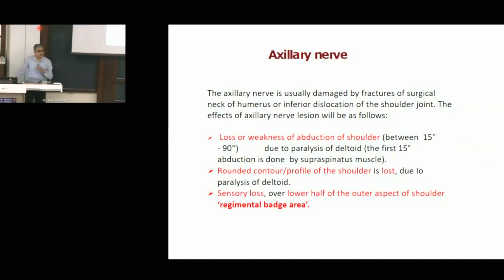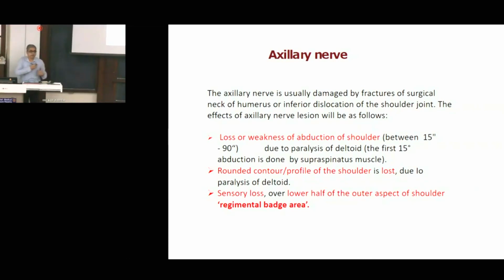So first you ask the patient to do the normal action, then inform the patient that I am going to apply the pressure, you have to do the abduction. You will not say abduction, you will tell them to raise the hand. But for your information, I'm just telling you, you ask for the abduction.